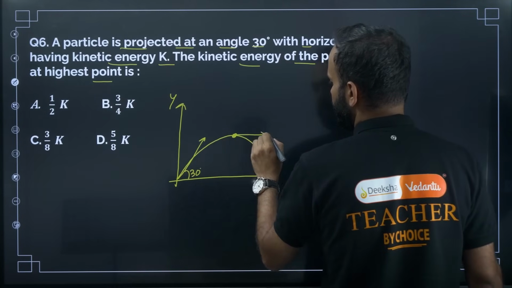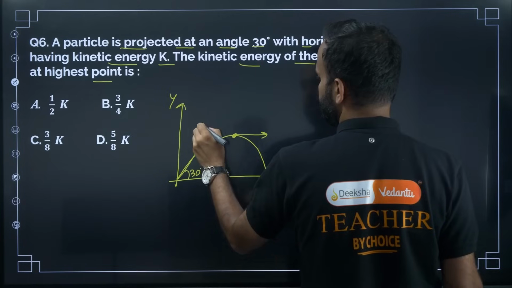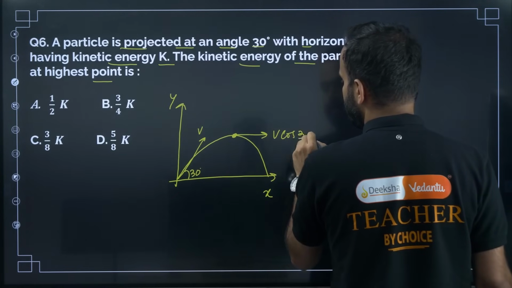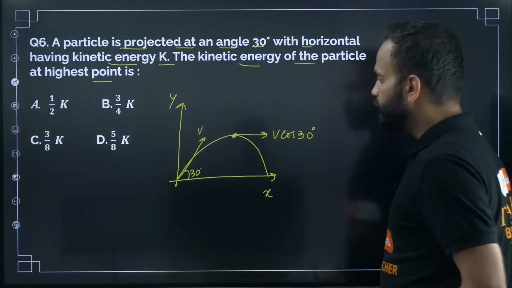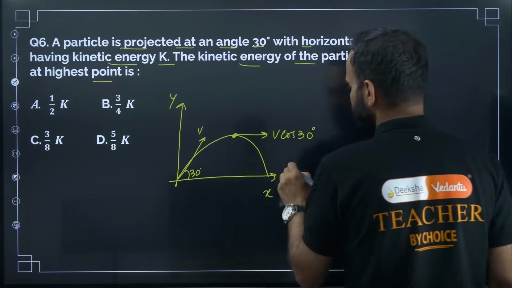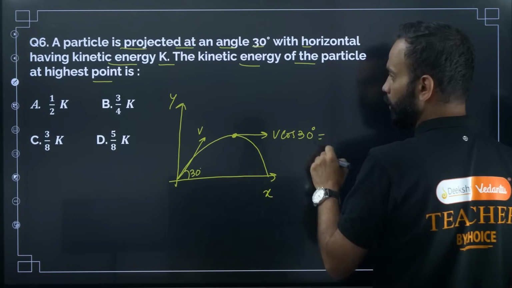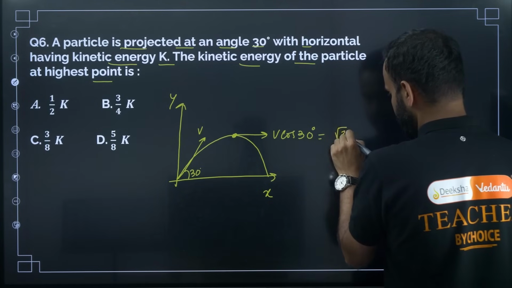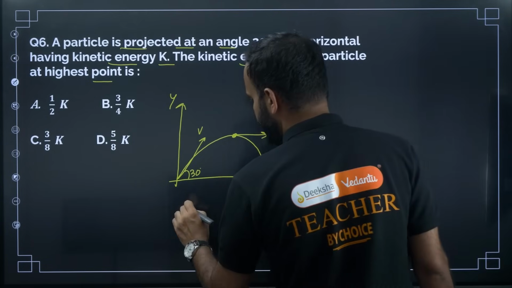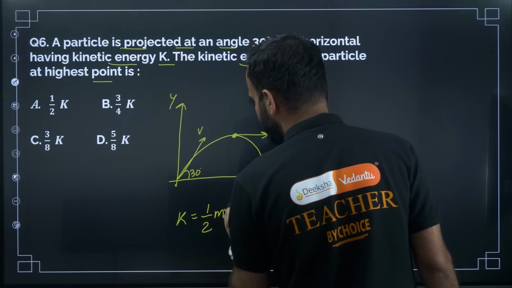So at the highest point, there is no vertical component of the velocity, right? So this is V, so this will be V cos 30 degree. There is no vertical component of this V at the highest point. So now here the velocity becomes V cos 30 degree, that is root 3 V by 2, right? So now the kinetic energy K is equal to half m V square.